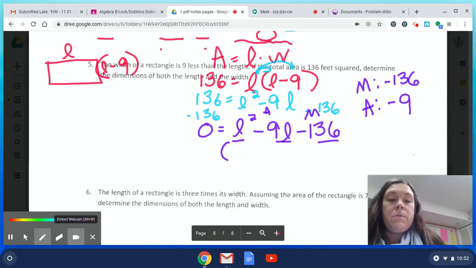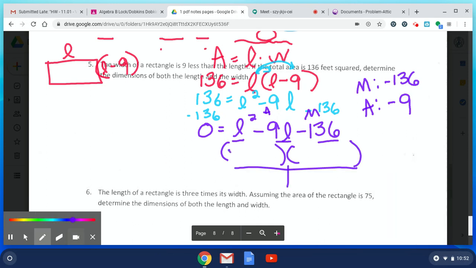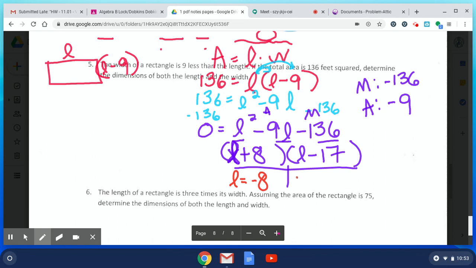So we're going to have a double bubble, and then we're going to need the t-chart step after this. And we have x, or let me use our same variable we had there, L plus 8 and L minus 17. So that when we set each factor equal to 0, our two answers will be L equals negative 8 and L equals positive 17, because we set each equal to 0 and we add 17 to both sides.